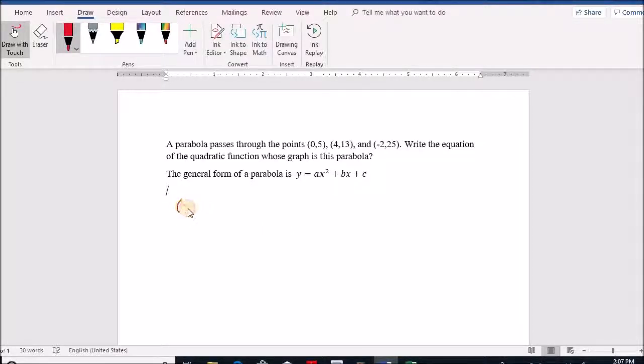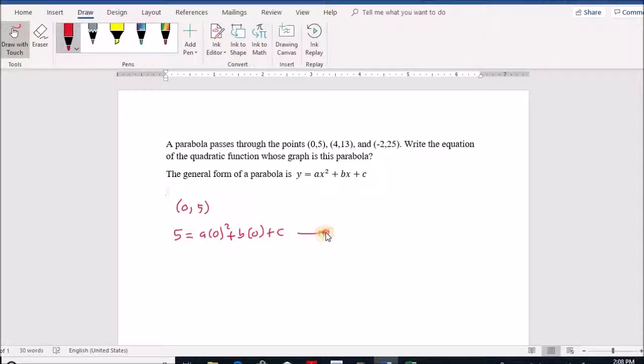So the first point is (0, 5). Let's use this point and substitute it in this equation and create our first equation. So instead of x, I'm going to plug 0, and instead of y, I'm going to plug 5. So y is equal to 5, that is equal to a times 0 squared plus b times 0 plus c.